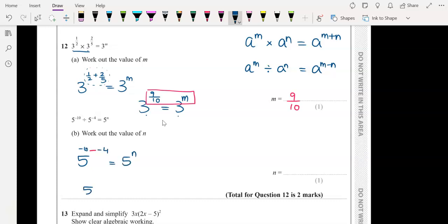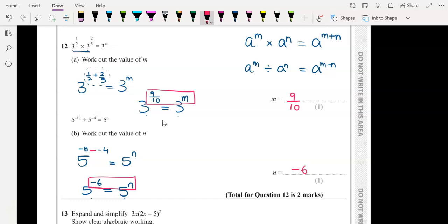Now minus of minus will become plus 4, negative 10 plus 4 will give me negative 6 equal to 5 to the power of n. Now we have two exponents which are equal, same bases, so we can equate the powers. So I'll get n equal to negative 6.